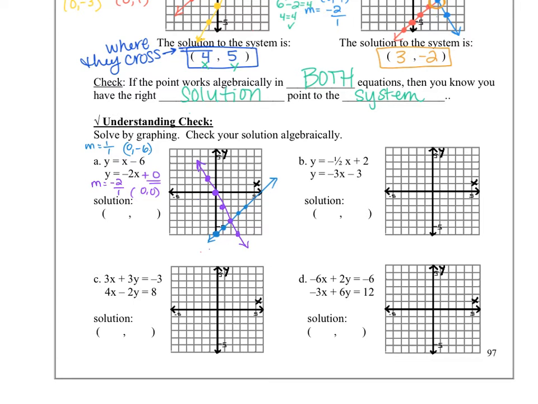So your solution to your system is right there where they cross, over 2, down 1, 2, 3, 4. So positive 2, negative 4. All right, my other one. Need some orange in here.